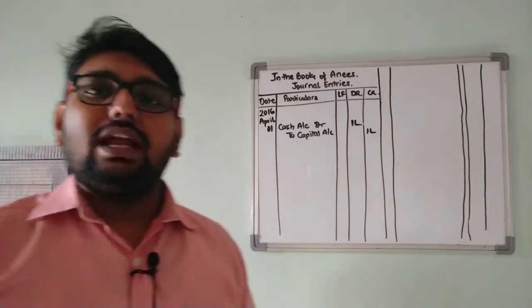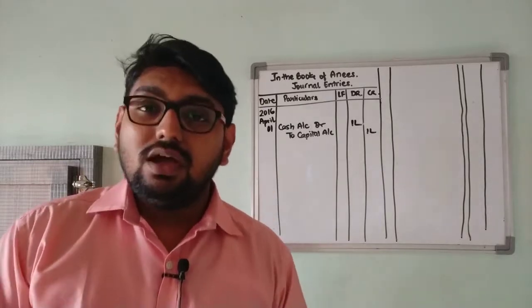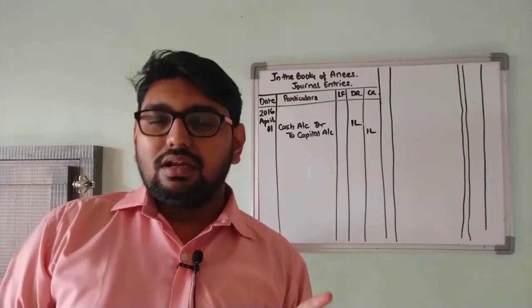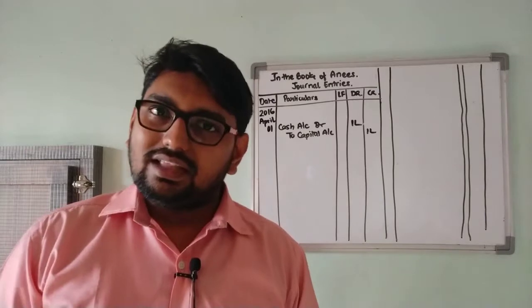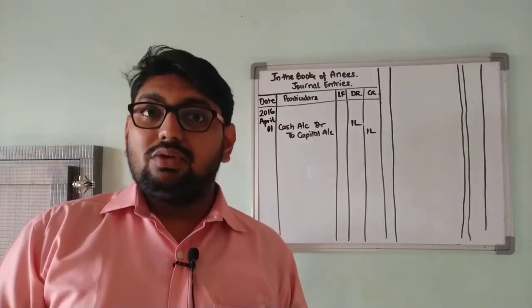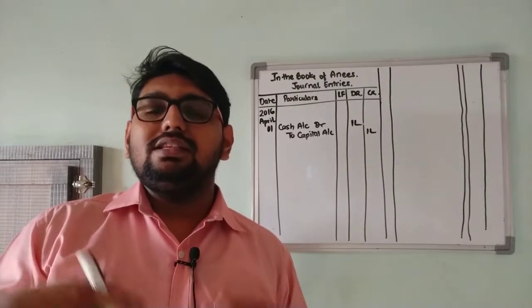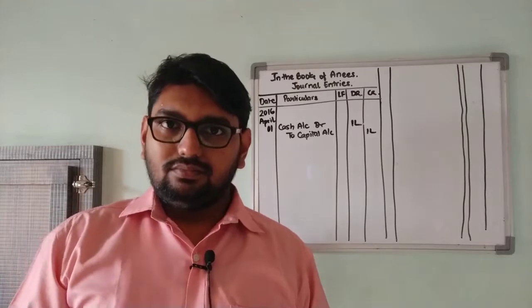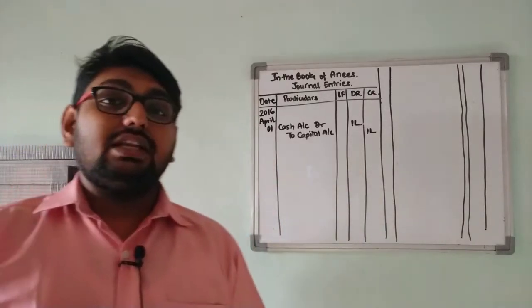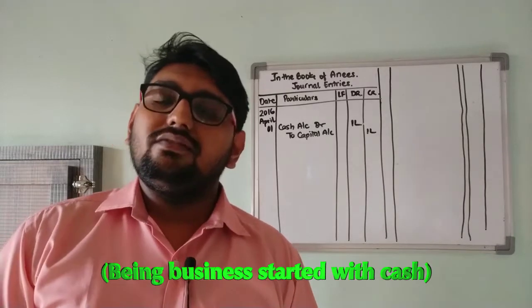After this I am going to write a narration. Again I am skipping the narration part, but for you I am going to display the narration over here, and I am also going to dictate the narration for every journal entry. So if you wish to write the narrations, you can either pause the video and copy the narrations, or you can listen to my dictation. So the narration for the first entry is being business started with cash.